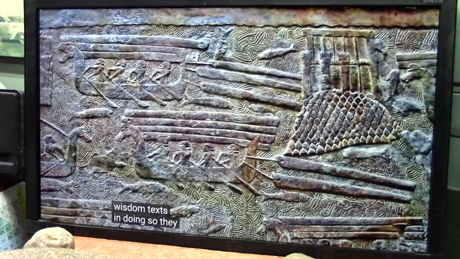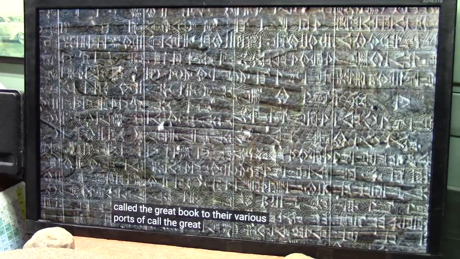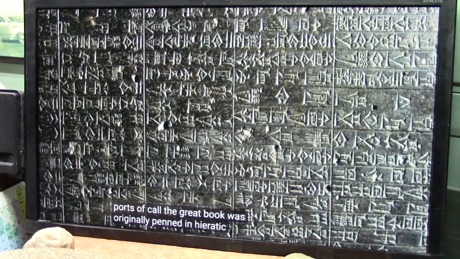In doing so, they distributed the earliest known variant of the Colburn Bible, called the Great Book, to their various ports of call. The Great Book was originally penned in hieratic by Egyptian academicians somewhere around 1500 BCE.